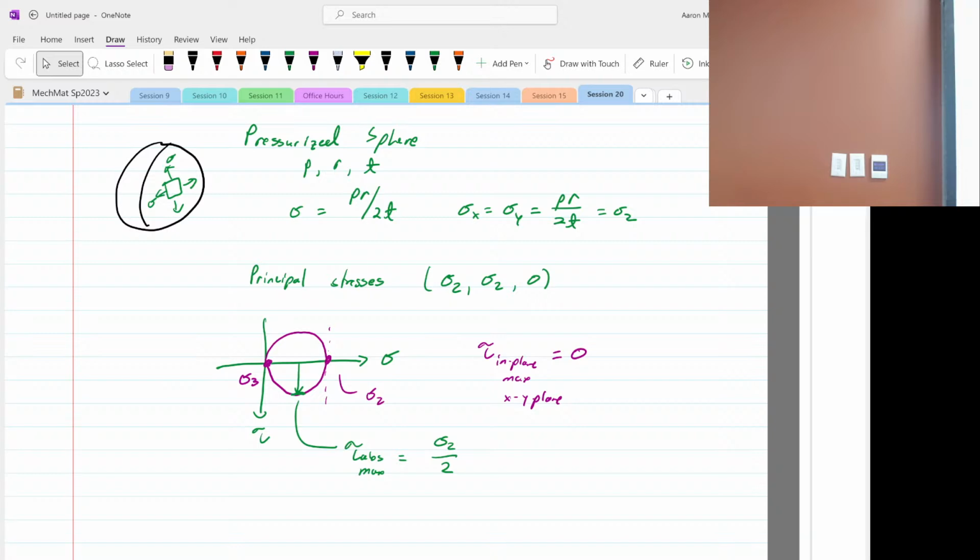Oh, okay, good. There were people who had questions about the cylindrical pressure vessel and the spherical pressure vessel in the group, so I guess hopefully these will be answers.